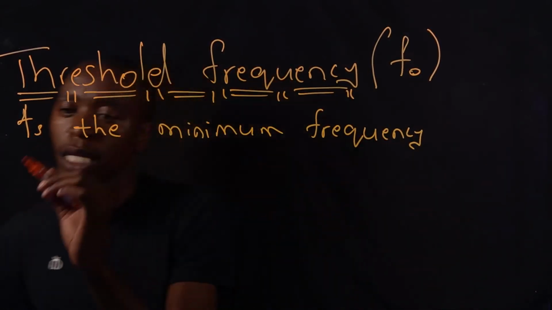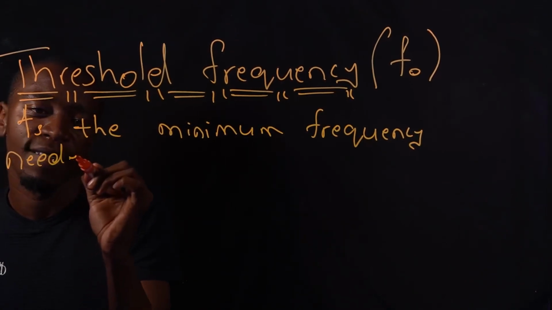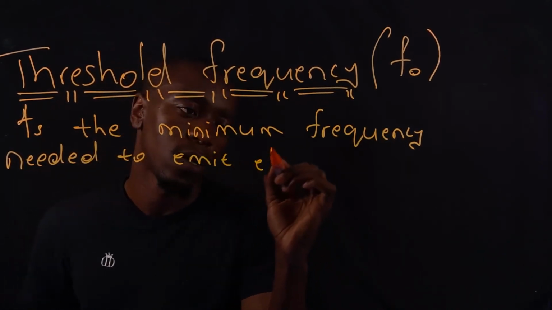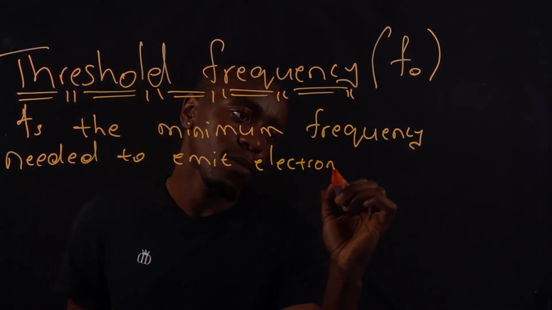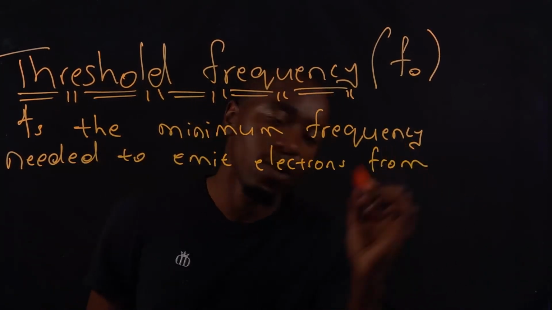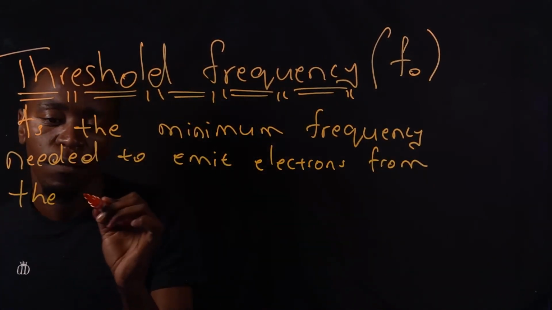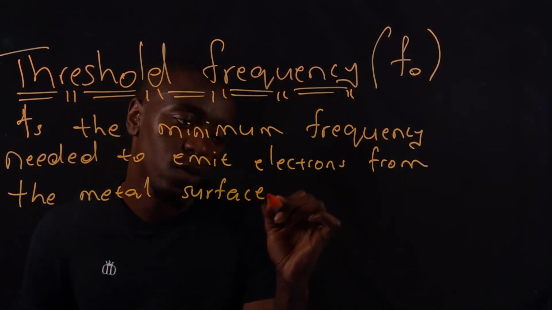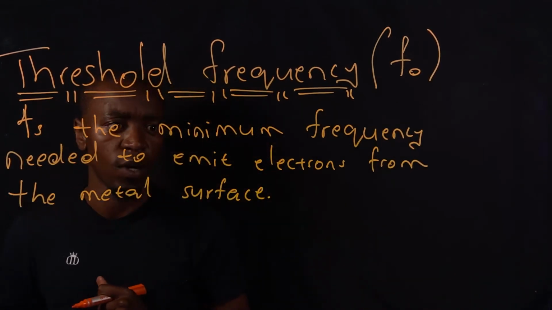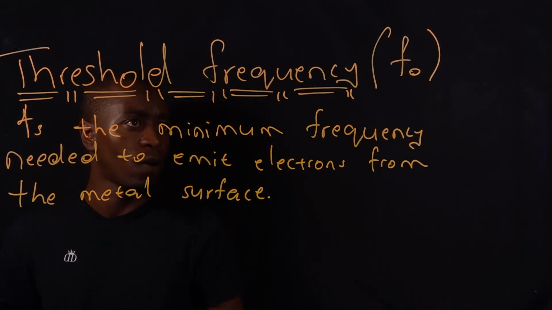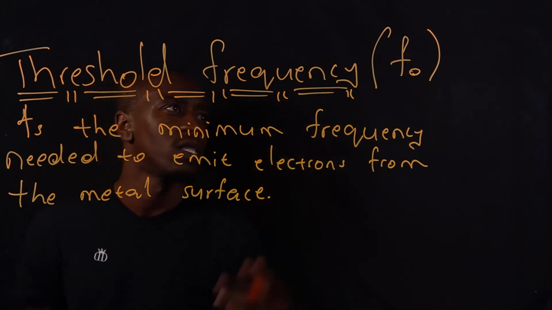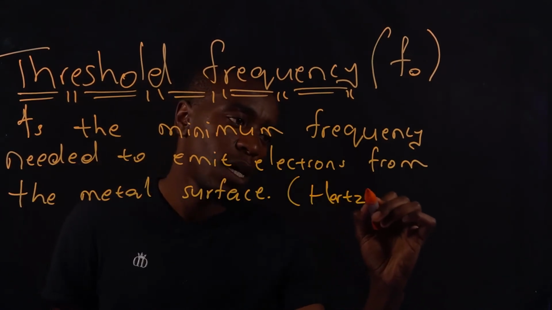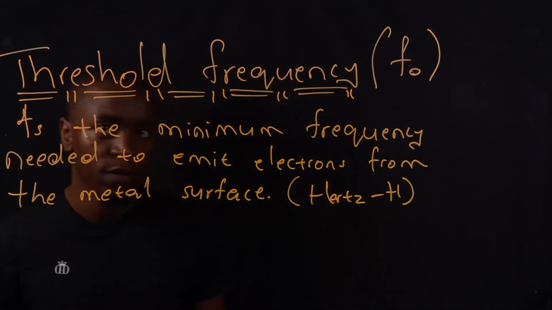to emit electrons from the metal surface. So in order to know if electrons are emitted or not, we will check the threshold frequency. Threshold frequency, because it is a frequency, we measure it with hertz, and the symbol is capital letter H.